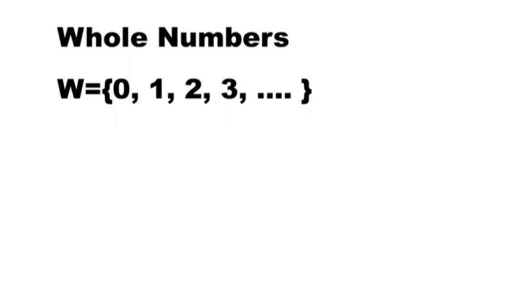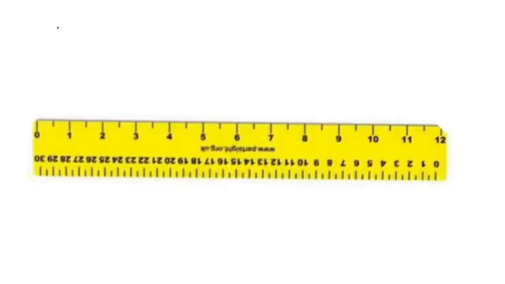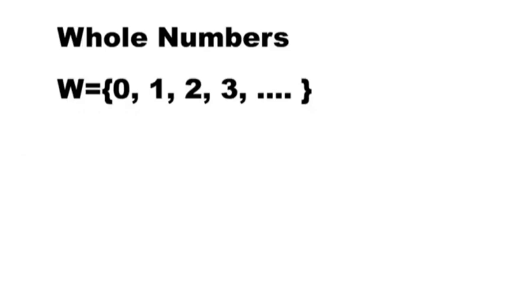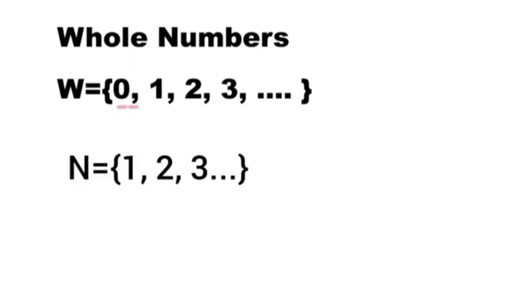We count from 1, 2, 3 and so on, but usually we measure things. In every measuring instrument, you can see it starts from 0. There's no measuring instrument that starts at 1. It starts from 0 to positive infinity. So the difference between the whole numbers and the natural counting numbers is that whole numbers have 0 as the starting point, but the natural counting numbers start at 1.